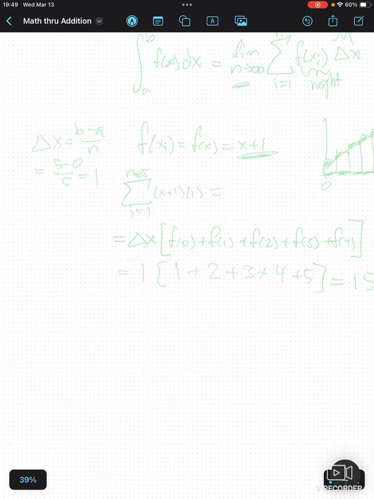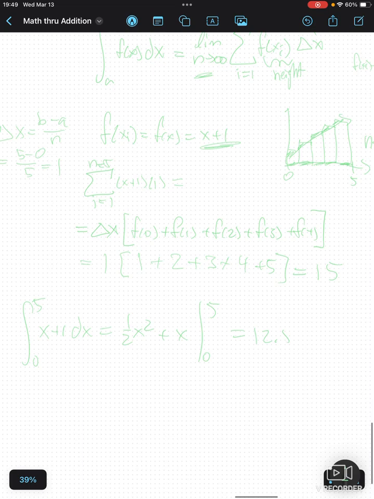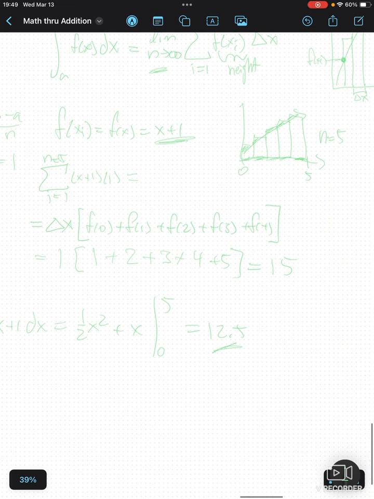So if we were to take the integral of this, x plus 1 dx, I'm just going to do this quickly. We get 1/2 x squared plus x from 0 to 5. This is going to be about equal to 12.5. So as you can see, this is a bit smaller than this, but they're pretty close overall. It was a good approximation.